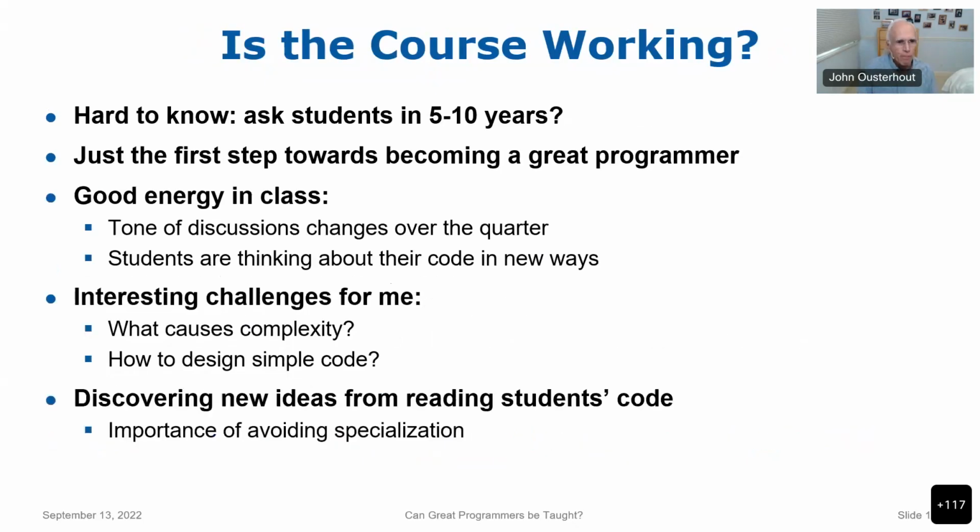So coming back to the course, does the course work? Well, it's a little bit hard to know. And of course, you can't make somebody a great software developer in 10 weeks. That's not possible. I think it's the beginning of a process. To become a great developer, I think takes probably 5 to 10 years of conscious work and getting good feedback and thinking about your code and so on. So I really need to come back and ask the students in 5 to 10 years.